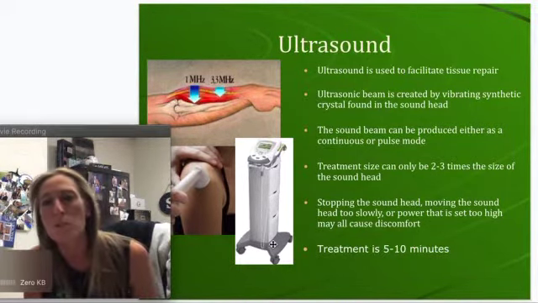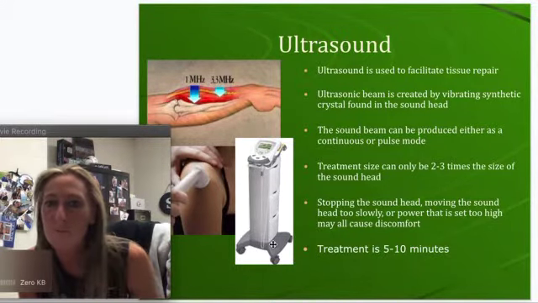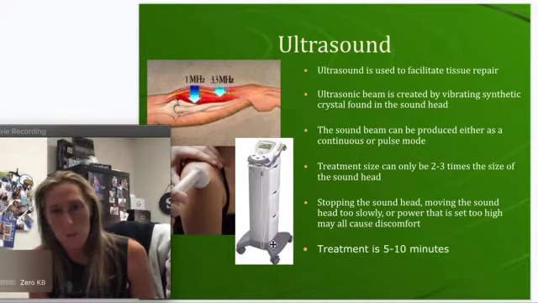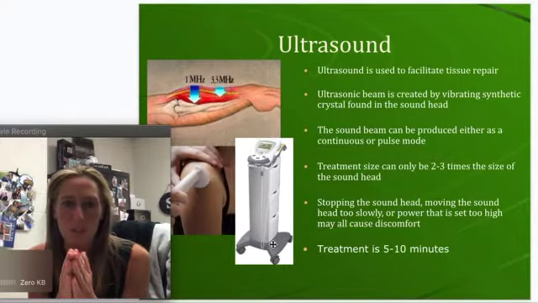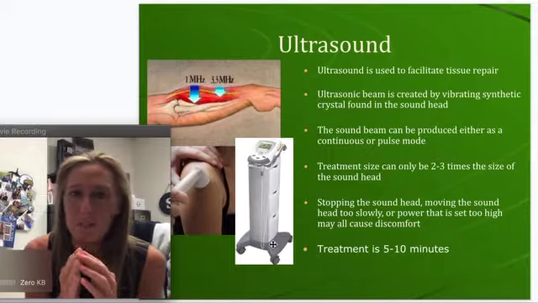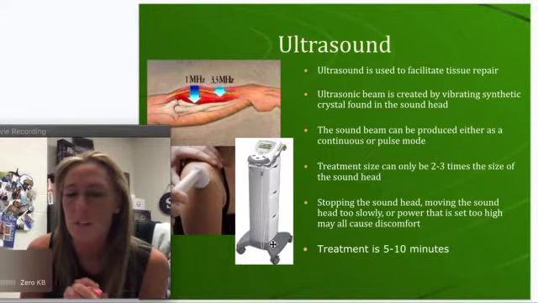Treatment size can be only 2 to 3 times the size of the ultrasound head. Treatment time is 5 to 10 minutes. Something we always talk about here is that because it is sound waves, it's creating that vibration. If you ever have a broken bone, you definitely do not want to use ultrasound because that vibration of the broken bone would be extremely painful for the athlete.